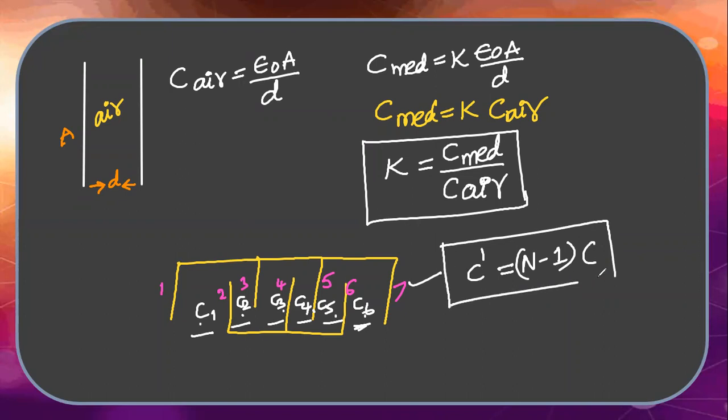N identical plates are connected like that. The effective capacitance of the combination C dash is equal to N minus 1 into C.